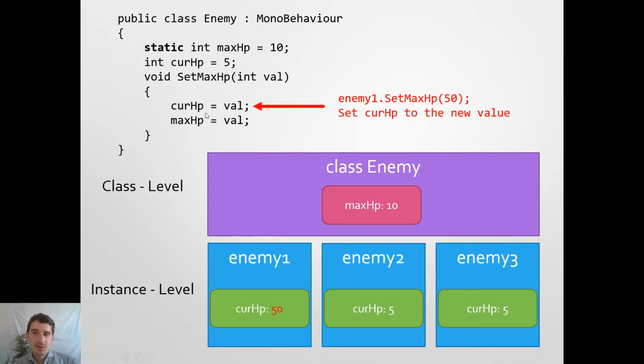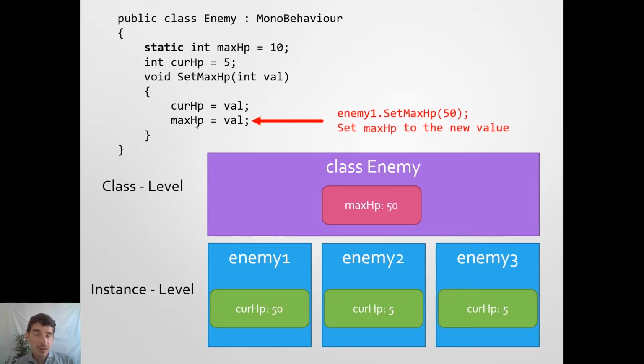Now, let's look at this line. First, it sets the currentHP to the new value. So currentHP is now 50. Next, maxHP is set to the value. And maxHP is now here also 50.